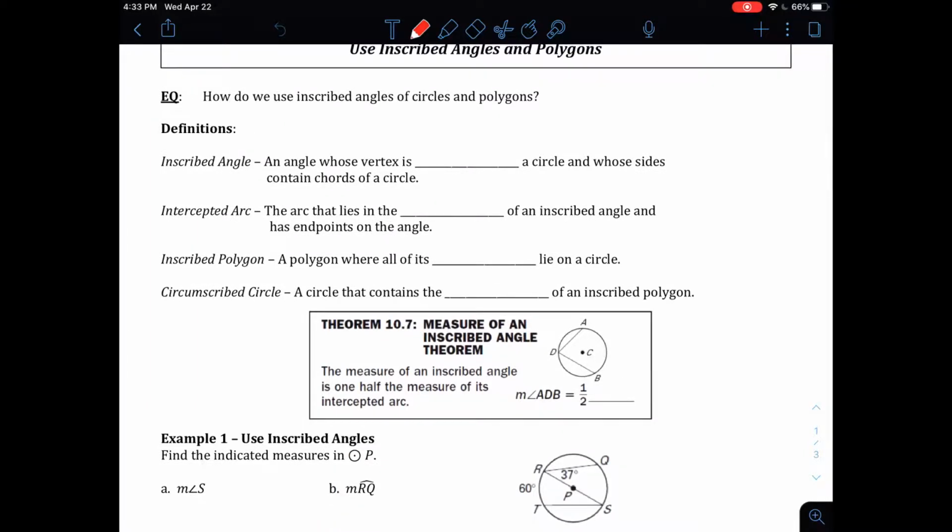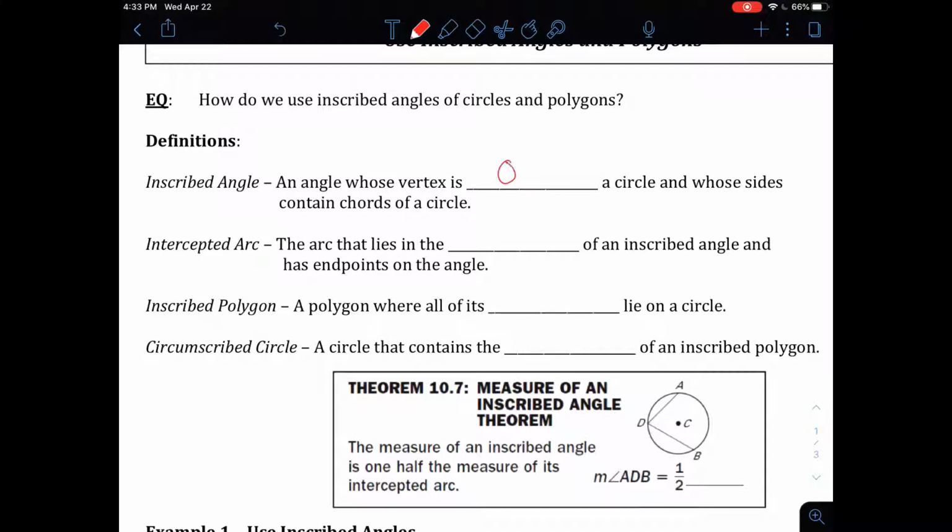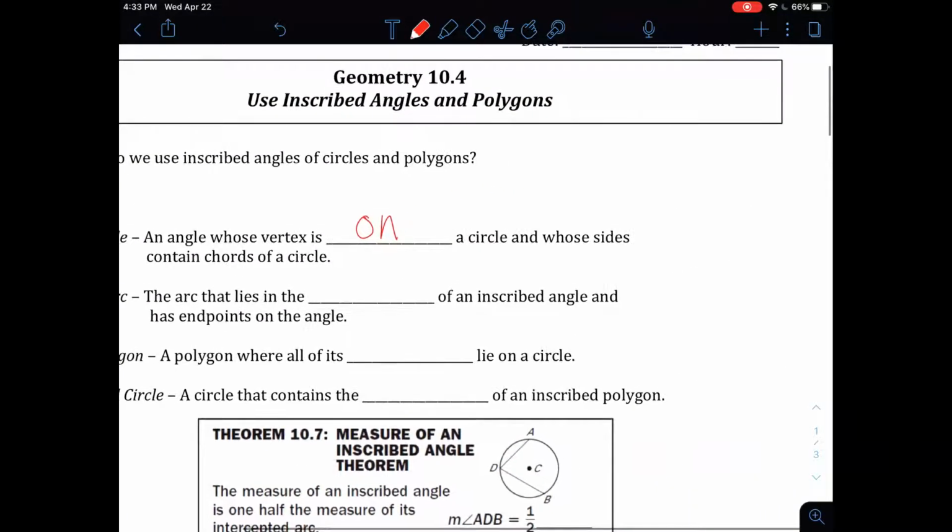An inscribed angle is an angle whose vertex is on a circle and whose sides contain chords of a circle. Basically, an inscribed angle would be something like this. Let's use a different color. If I drew an angle like this right here, A would be an inscribed angle where the vertex is on the circle, and the sides contain chords of the circle. Basically an angle that's on the circle.